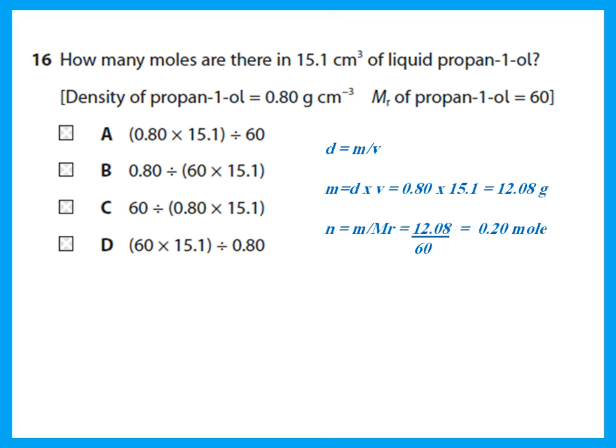Now he wants the number of moles. Number of moles is the mass over the molecular mass. So that means if you look at the choices, he's not giving me a final answer. He's giving me how did we get the answer. So what did we do? We multiplied the density by the volume, and then we divided by the MR, so my answer is A.